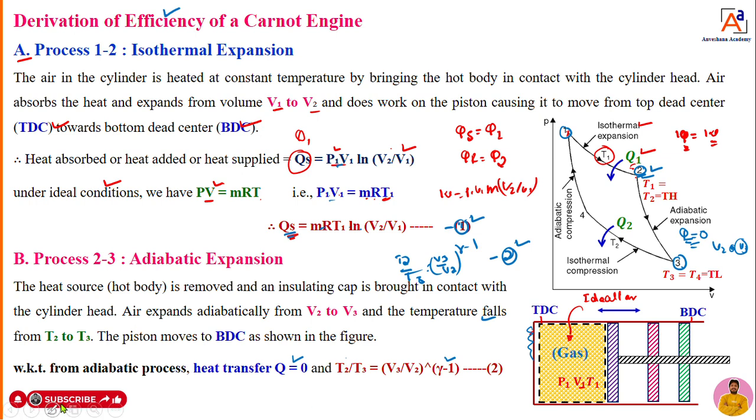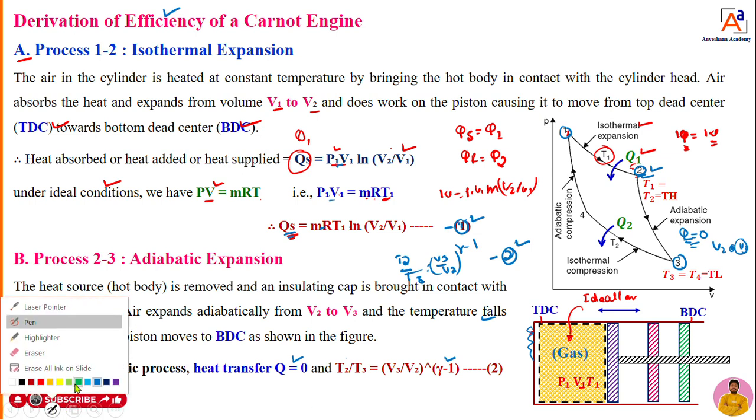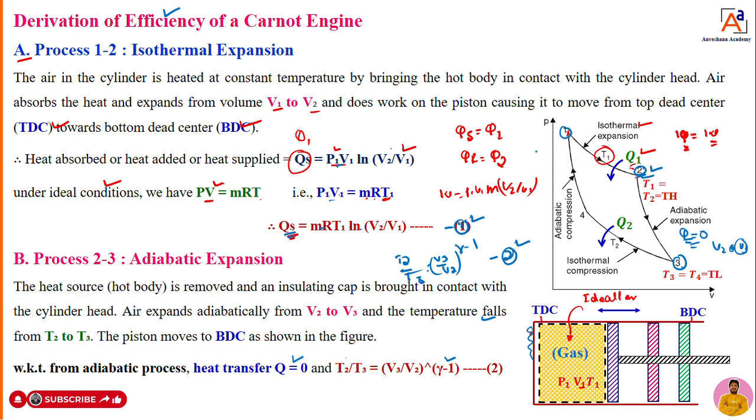Now this expansion is done. Now I will move towards the next process, compression. There were two expansions, isothermal expansion as well as adiabatic expansion. That's fine. Now I will move to 3 to 4 and 4 to 1. That means I will try to compress. I will remove this insulating cap.